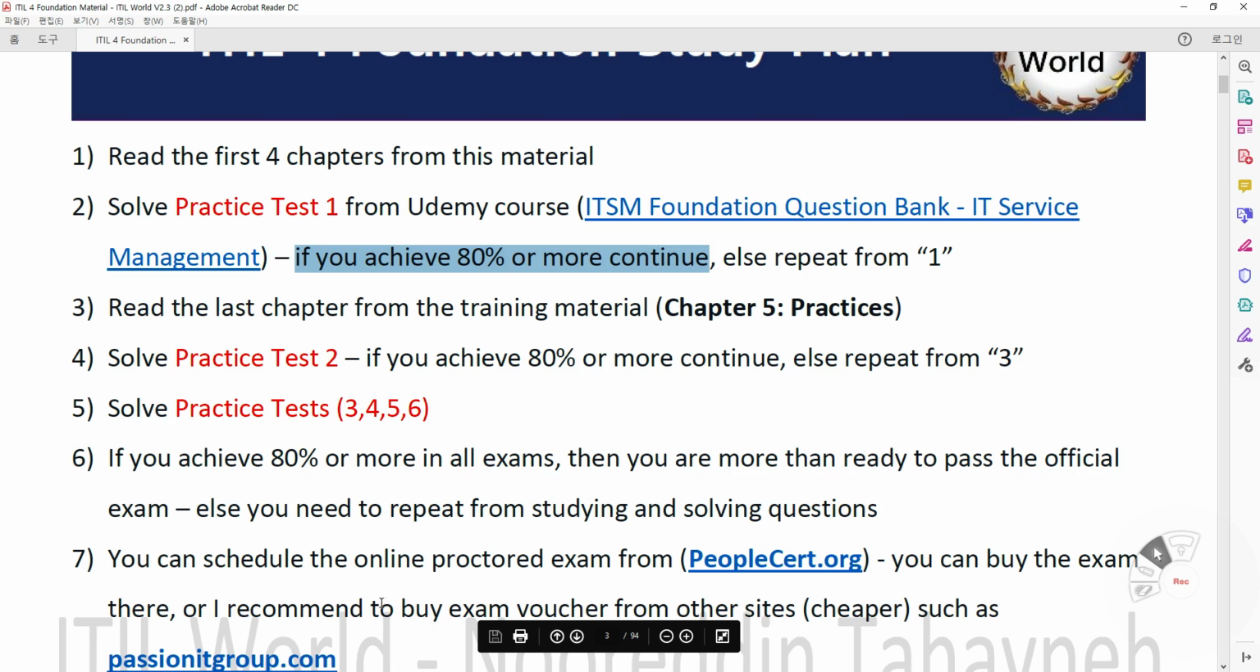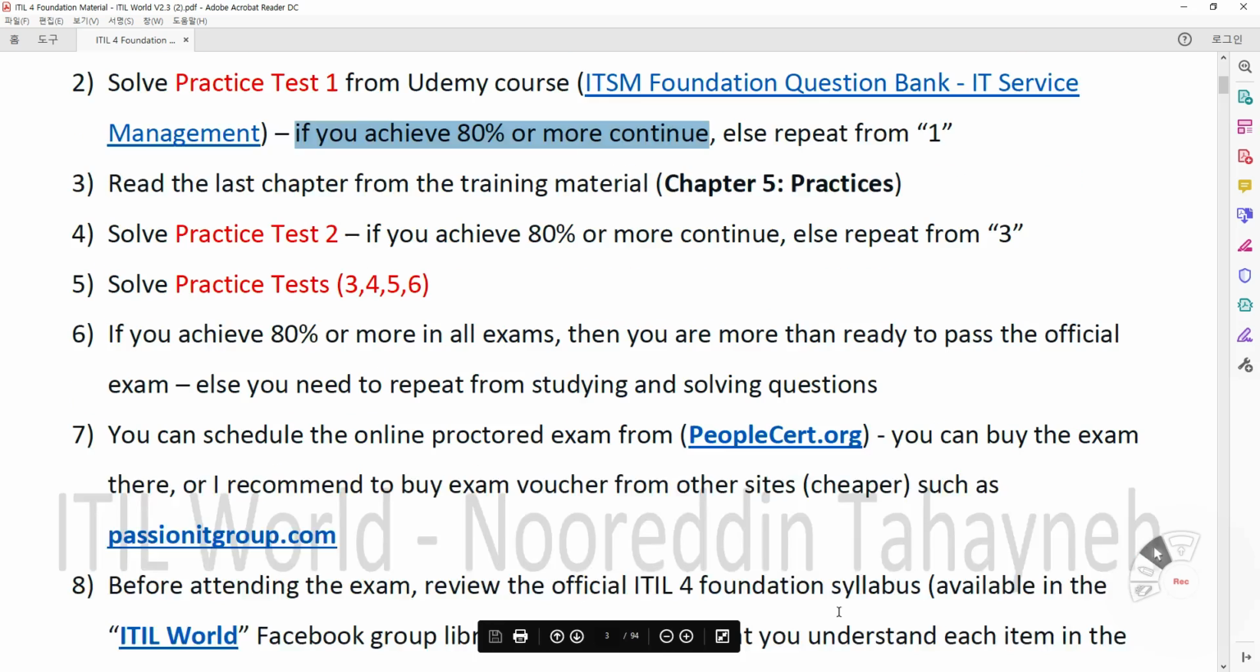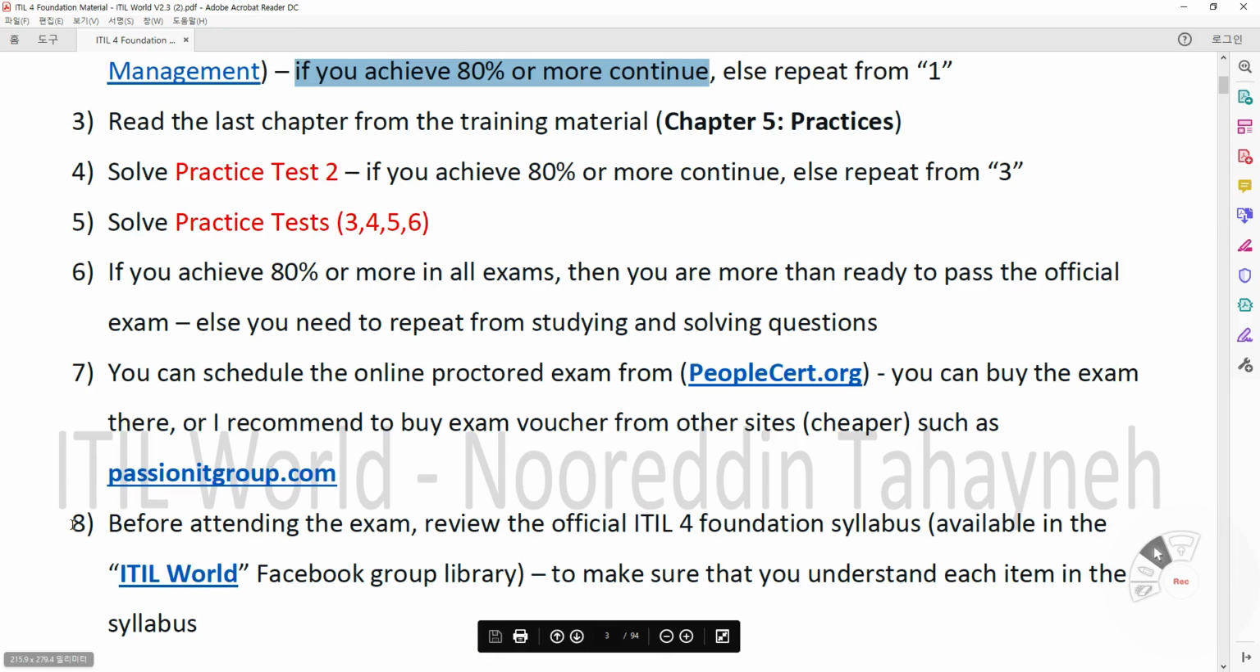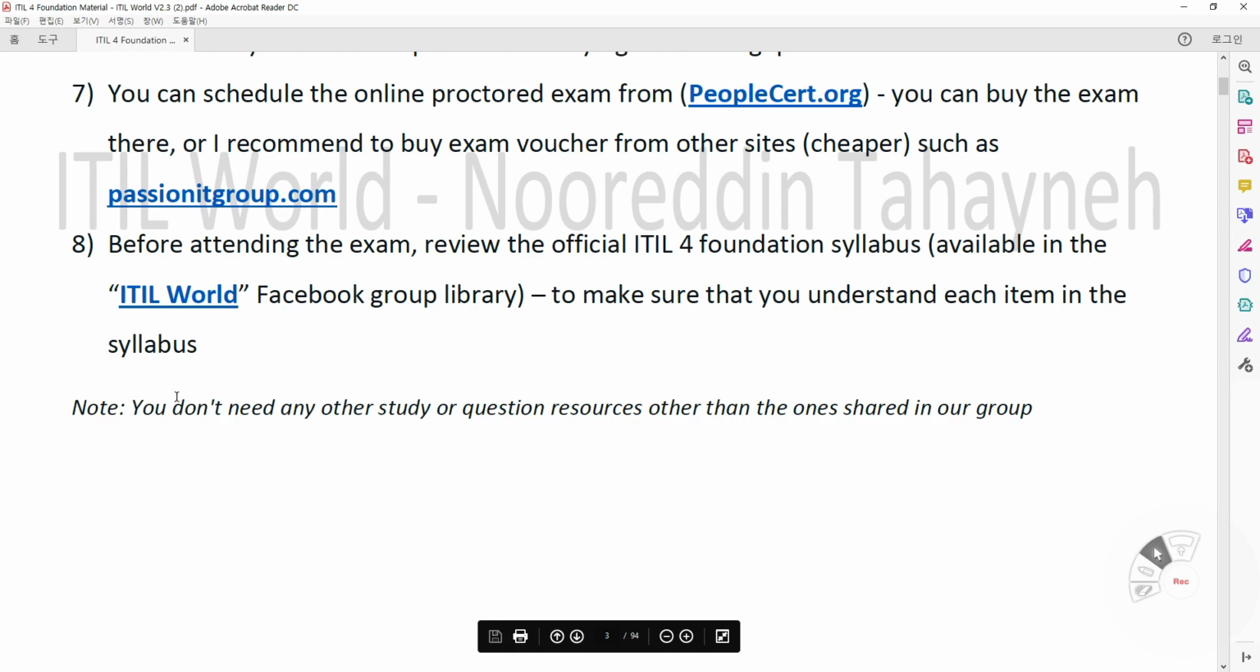or I recommend buying a voucher from a site that is cheaper, such as Passionate Group. Before attending the exam, review the official ITIL 4 Foundation syllabus, available in the ITIL Facebook library, to make sure that you understand each item in the syllabus. You don't need any study question resources other than the ones shared in our group.